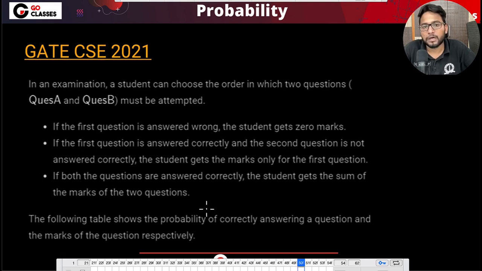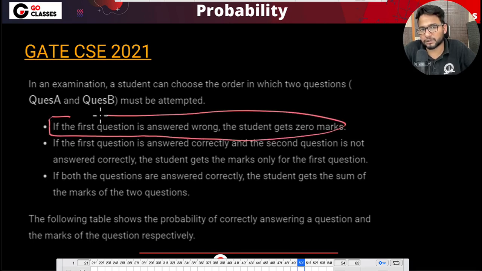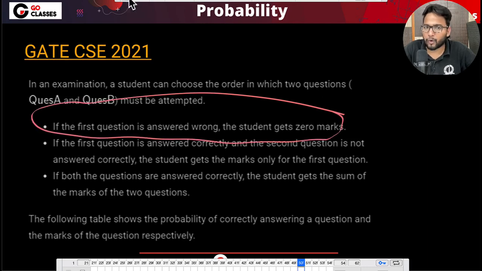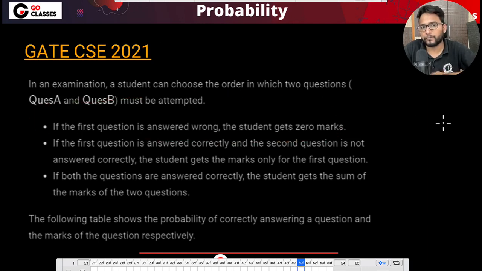Okay. So if the first question is answered wrong, see, this is important. If the first question is answered wrong, it doesn't matter what you answer for the second question, you get 0 marks, which means you are not even attempting the next question. I mean, attempting or not attempting doesn't matter. So that's the same question that MIT has asked. In fact, I think they have copied this question from the MIT book only, because this is the same question that MIT has asked.